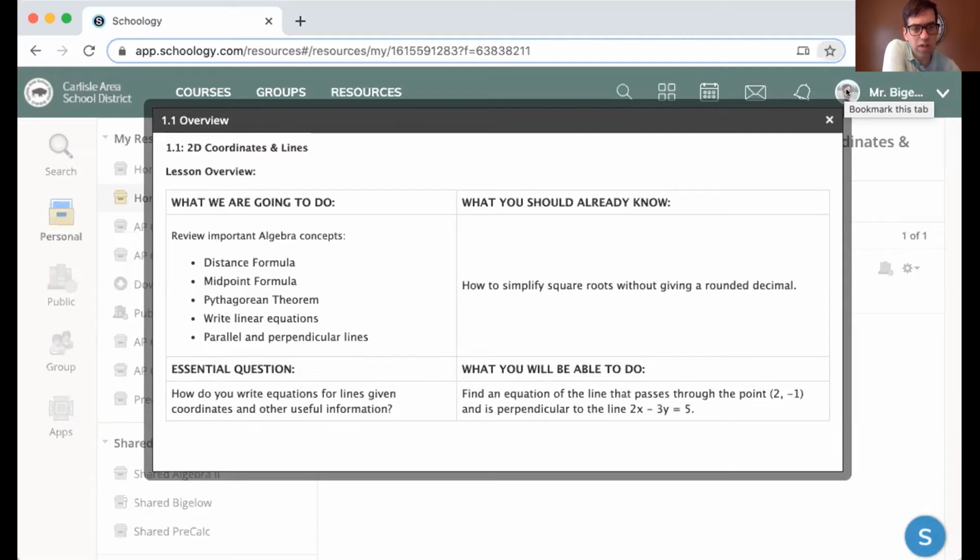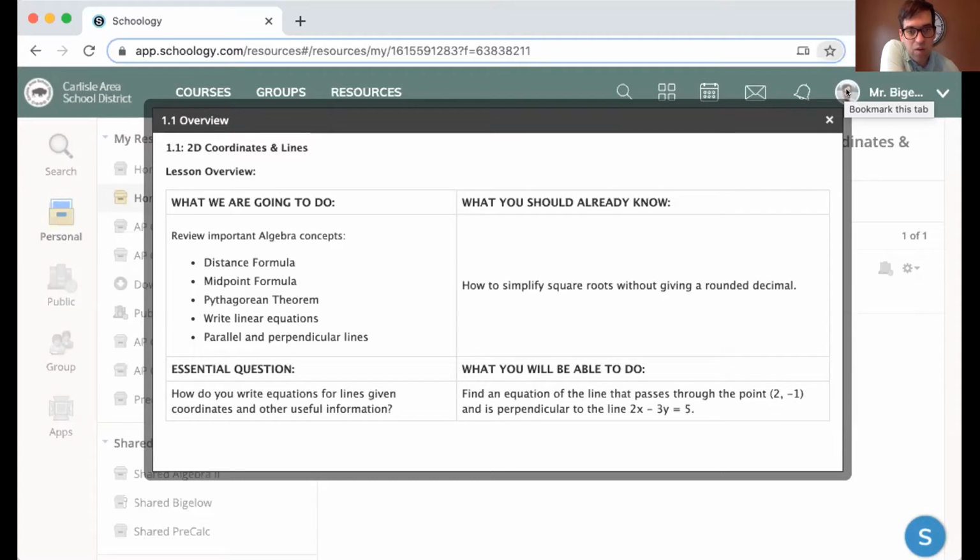The essential question for today in the bottom left is, how do you write equations for lines given coordinates and other useful information? You should be able to answer that question in full after watching this lesson. In the top right, what you should already know: how to simplify square roots without giving a rounded decimal. You might be a little bit rusty on this, so we'll have some practice built in with the first couple of examples in the notes in just a second.